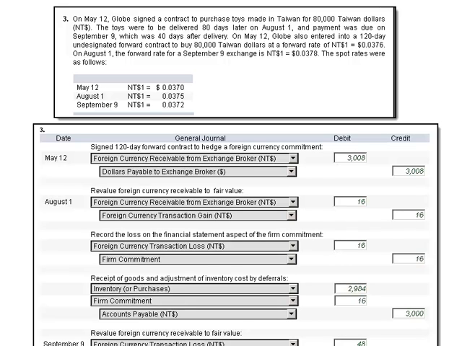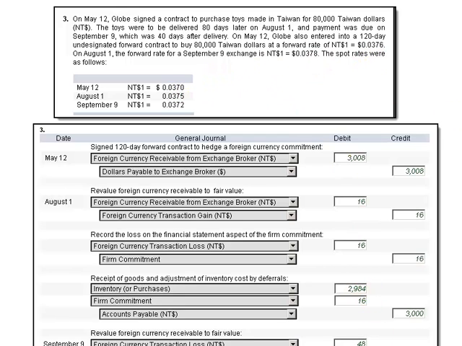0.0376. Now, on August 1st, the forward rate for September 9th exchange is $1 equals 0.0378 US dollars. That was the Taiwanese dollar to the US dollar. Okay, and I'm just reading right here now. And then the spot rates are provided.